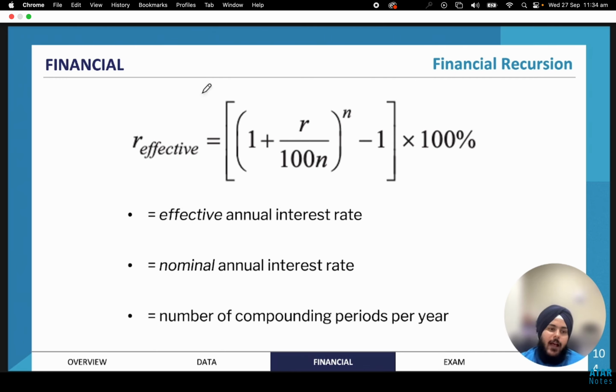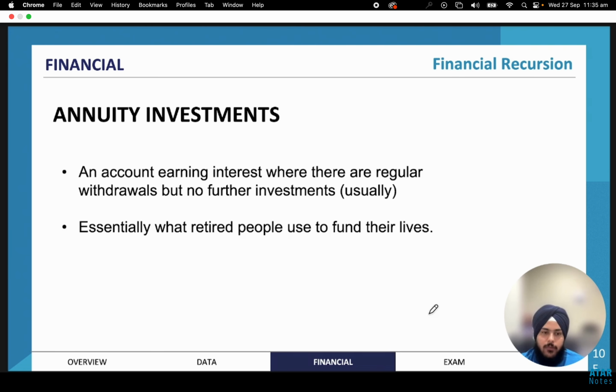If we're using this formula, R is just going to be the nominal interest rate. The N is going to be the number of compounding periods a year. So is it weekly? Is it monthly? Is it fortnightly? And so on and so forth. And then R effective is going to give us your effective interest rate.